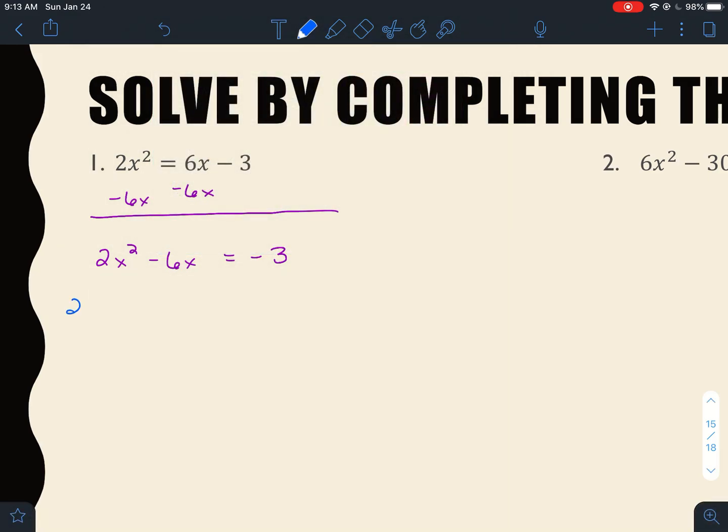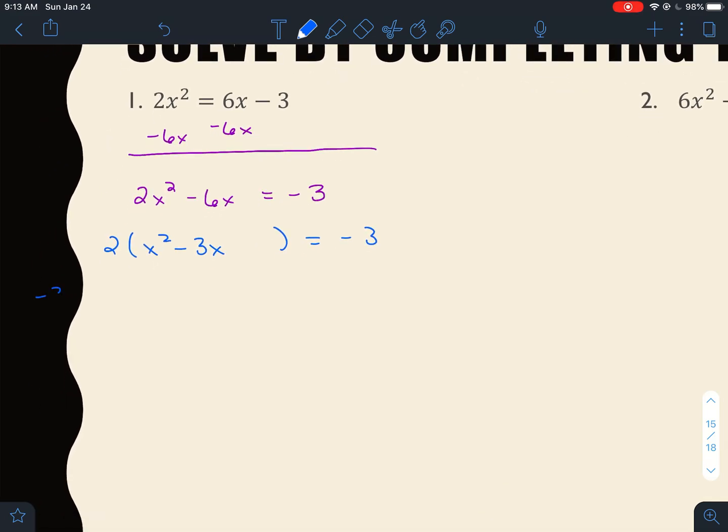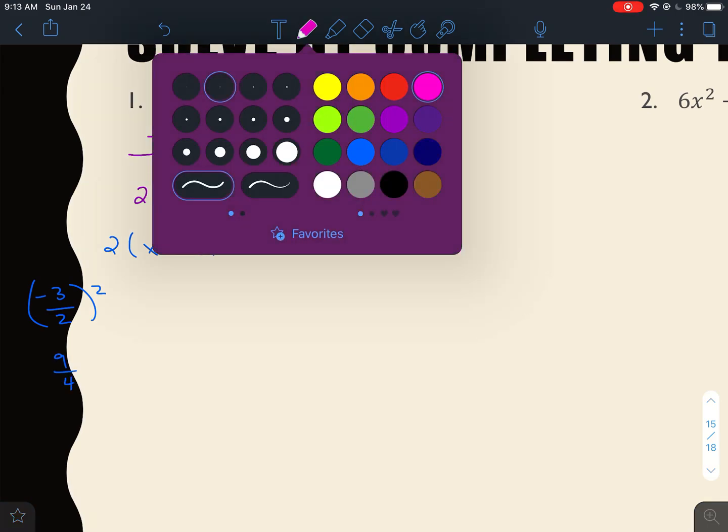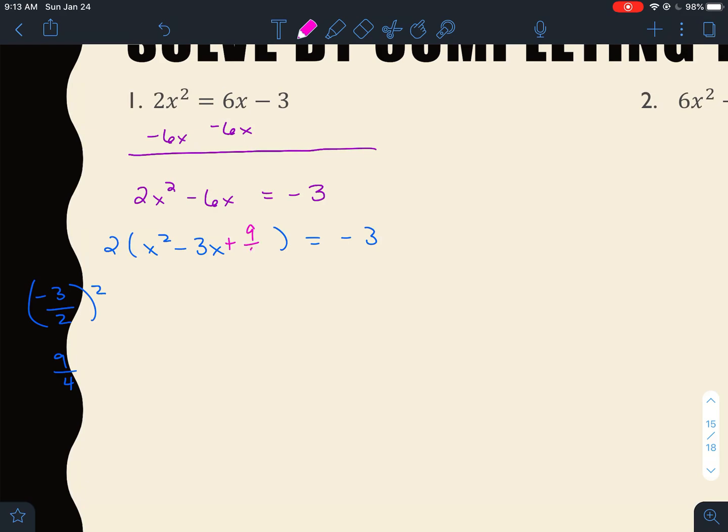And then we're going to factor out the a term, so 2, and then x squared minus 3x equals negative 3. And then complete the square, so take negative 3, divide by 2, and then square the answer, and we would get 9/4. So I'm going to add 9/4. But really, I'm adding 2 times 9/4, so I'm going to add 18/4 to this side.